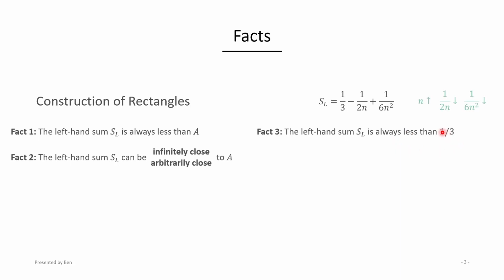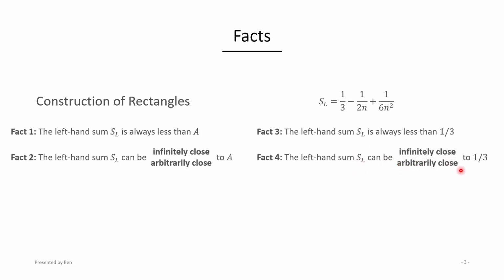Second, when n grows, when n gets bigger and bigger, these two fractions will get smaller and smaller. And when n is very large, they will get very close to 0. As a whole, SL will be closer and closer to 1/3, right? And because n can be any natural number, I would also say here SL can get infinitely close or arbitrarily close to this fraction. Well, we get another two facts about SL.